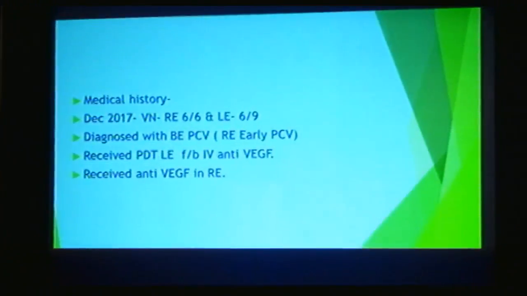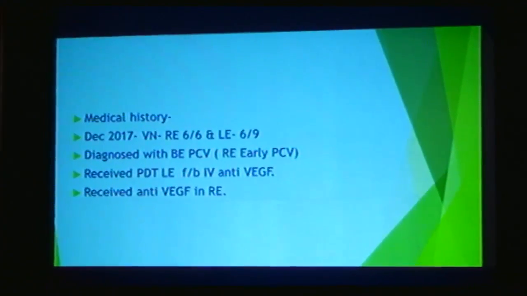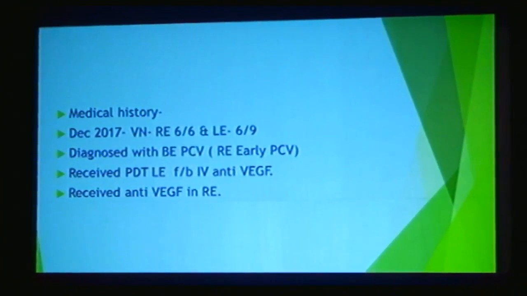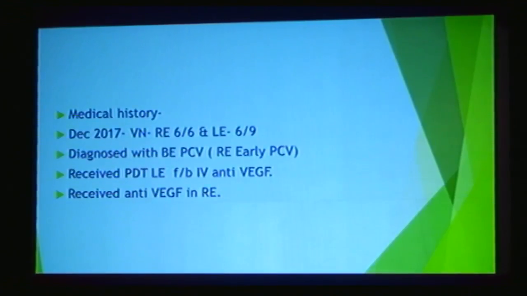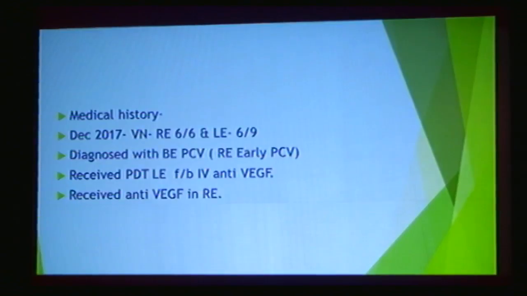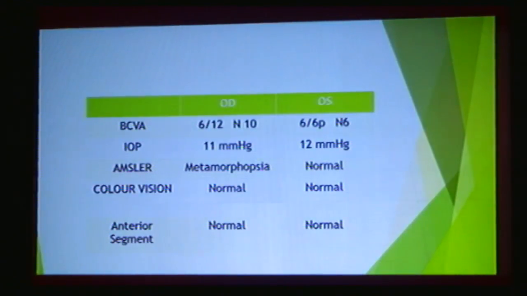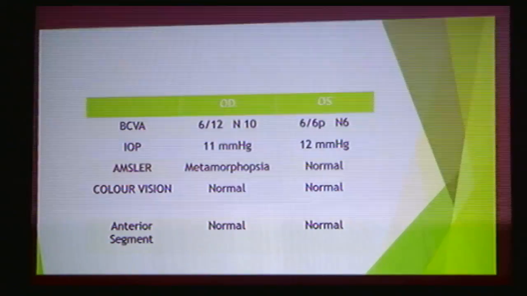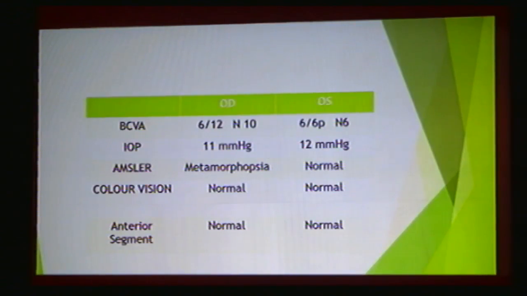And she was diagnosed as having both eye PCV, and she was treated with the PDT in left eye followed by anti-VEGF injections. And later on, she was treated with anti-VEGF injection in the right eye also. When she presented to us, her best corrected visual acuity was 6/12 in right eye and 6/6 in the left eye. The Amsler shows metamorphopsia and the rest of the anterior segment was normal.